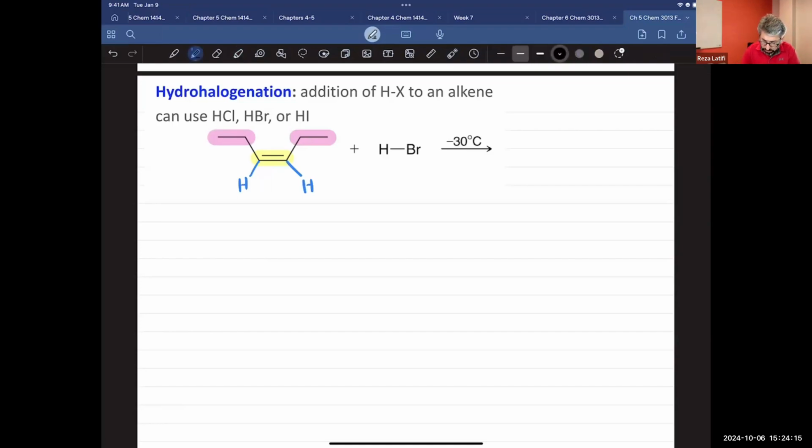And the way this reaction is going to move, we have a double bond. This double bond will be the nucleophile. So our double bond will be the nucleophile.